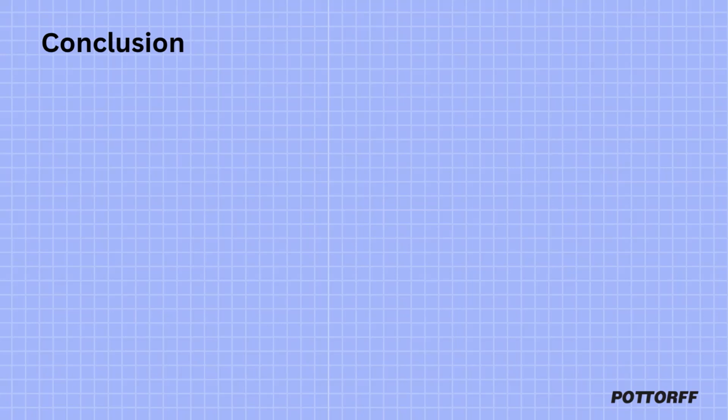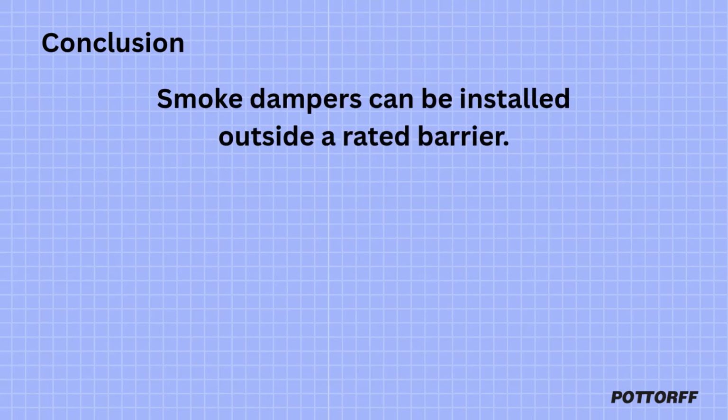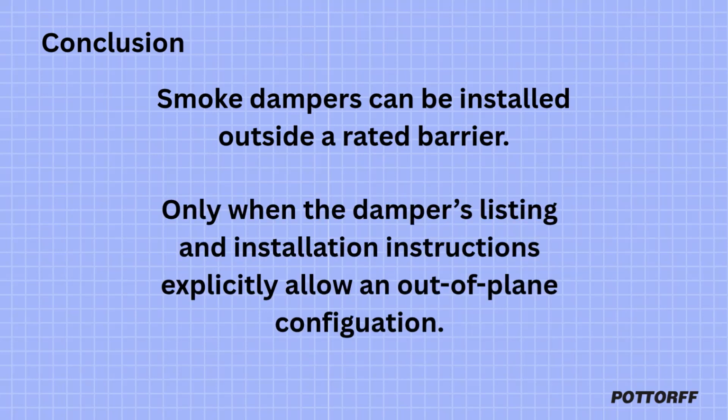Here's the bottom line and the conclusion to this episode. Smoke dampers can be installed outside a rated barrier. Sometimes, but only when the damper's listing and installation instructions explicitly allow an out-of-plane configuration, and you still meet the code intent for the barrier. If you're moving it just because it's easier, that's where you get red tags, rework, and awkward phone calls, and nobody wants that.